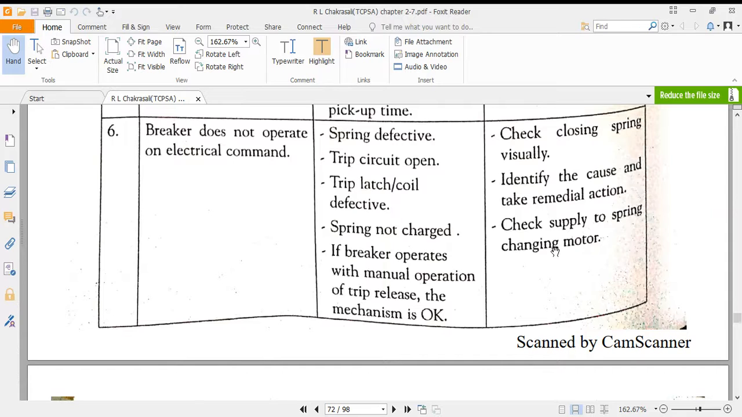Spring charging motor, actually. It's not changing, it's charging motor. The motor which is operating the spring to give the energy needs to be checked for proper supply. Proper supply means proper voltage, and proper voltage and proper current are being fed to the mechanism.